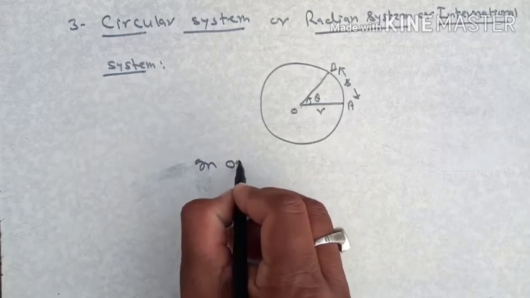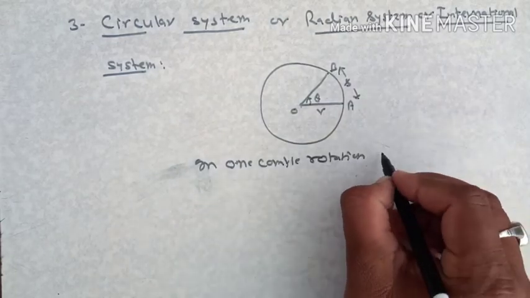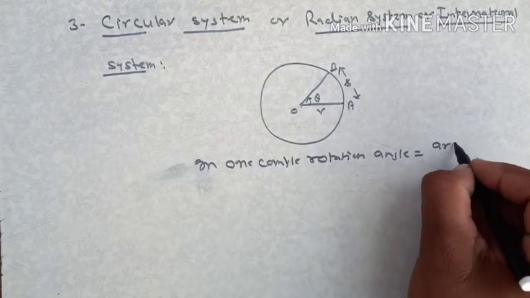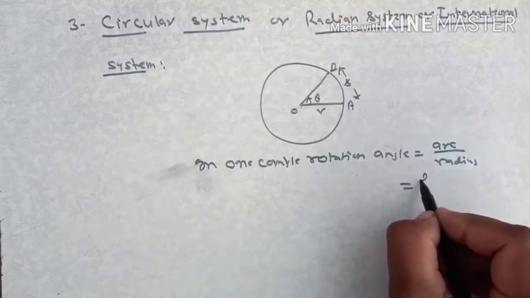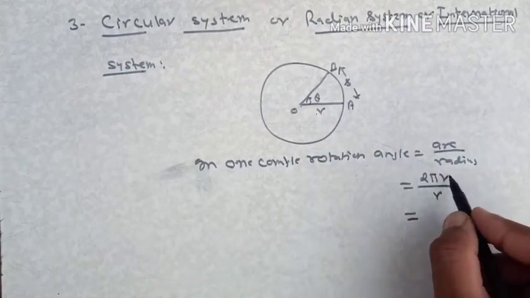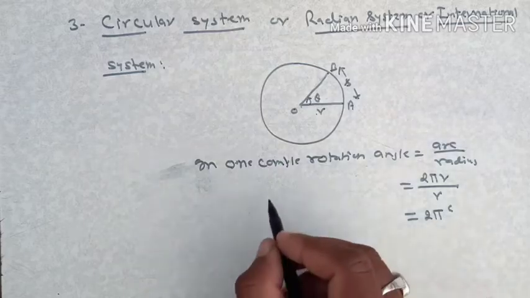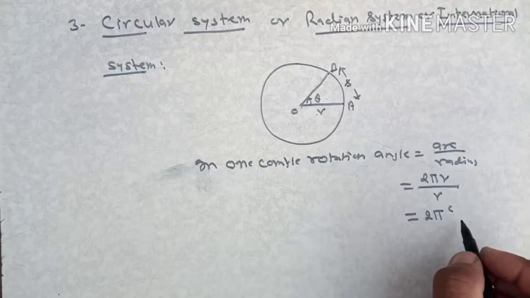In one complete rotation, angle is equal to arc upon radius. In one complete rotation, the total length of arc is 2 pi r and radius is r. So in one complete rotation, r cancels, giving 2 pi radian. In one complete rotation, total angle subtended at center is equal to 2 pi radian.